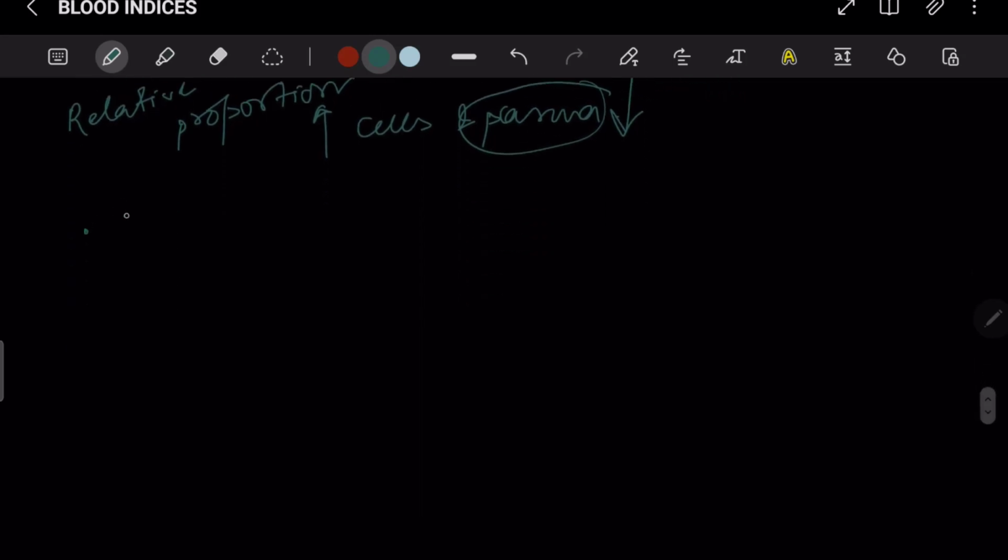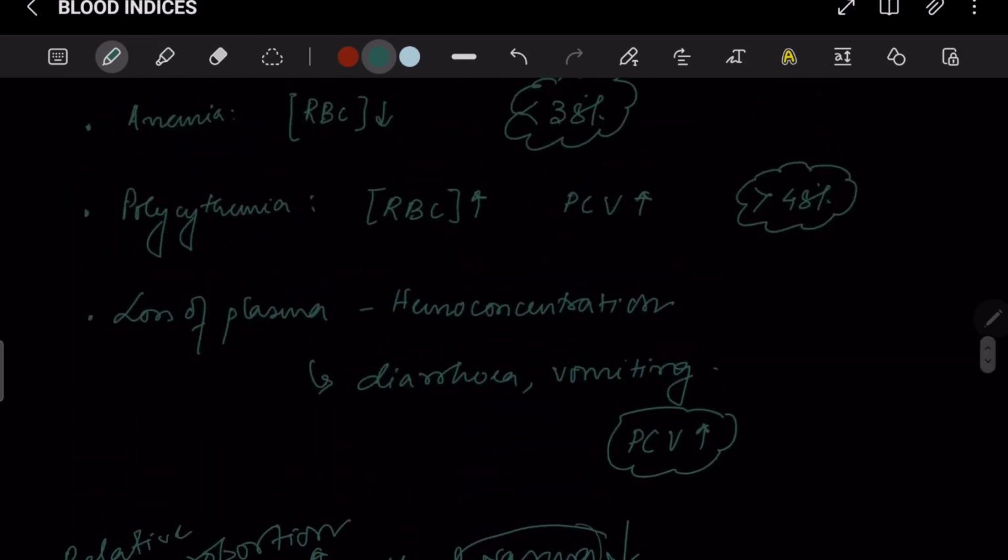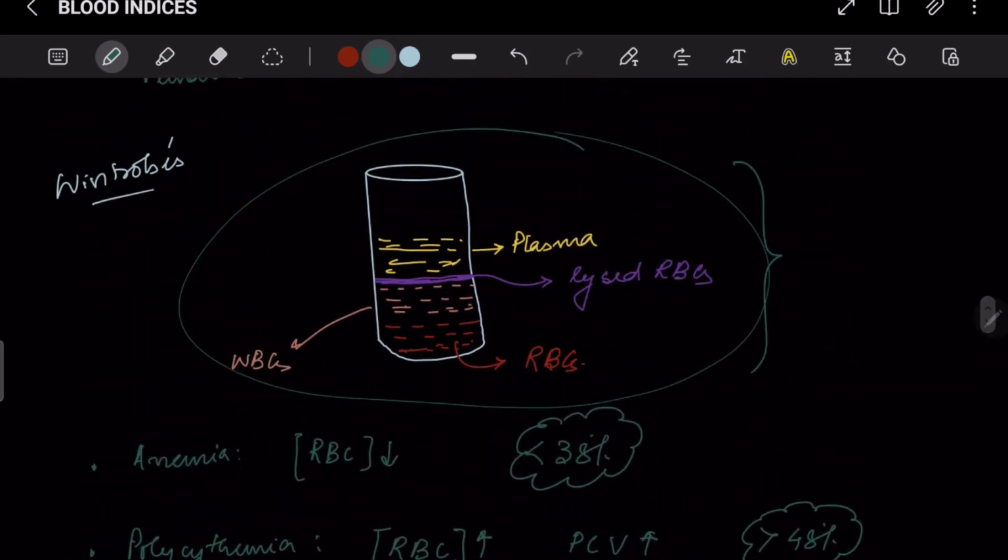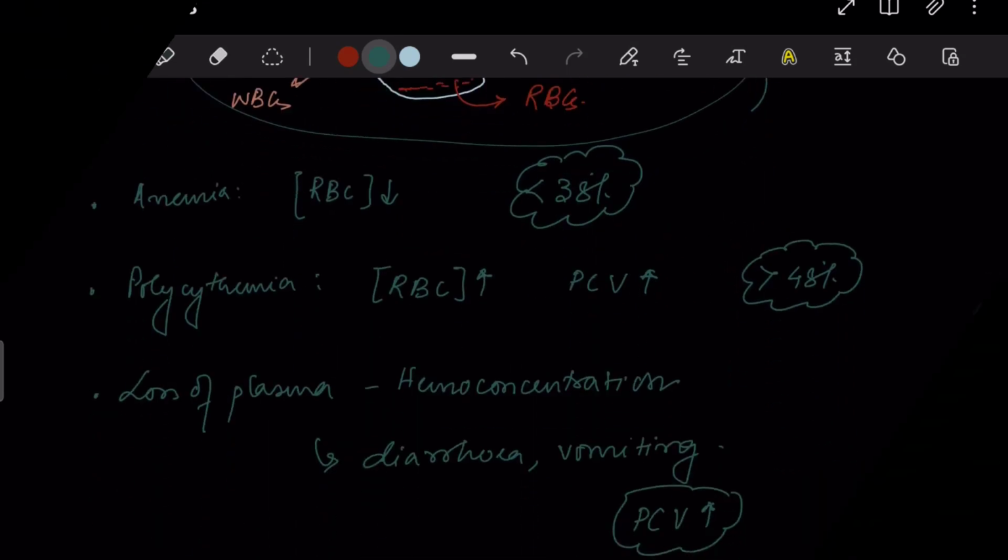Now, in case of jaundice, normal plasma is straw colored, right? So, if we see the tube while measuring the PCV, the plasma will be of straw color. But in case of jaundice, the plasma bilirubin increases, and bilirubin is a yellow colored pigment. It will then turn the straw colored plasma into a yellow colored plasma. Thus, if PCV is measured in case of a jaundice patient, the plasma won't be straw colored, rather it will be yellow colored.